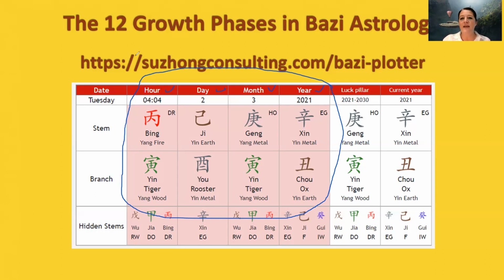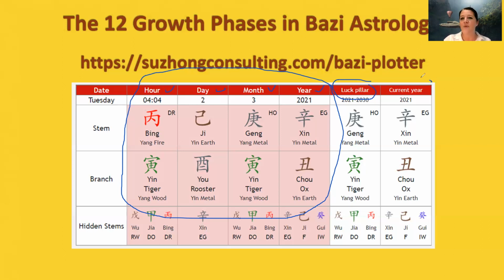Now you will also see something that is called the luck pillar. And this is the time frame that you're currently in. Now, this particular person goes through a 10-year luck pillar between 2021 and 2030. This may not be the same for everyone. Luck pillars are always 10-year increments, but they may not always be between 2021 and 2030. You may go through a luck pillar that goes from 2014 until 2023, for example. So this is just one example, and the 10-year increment is different for everyone.